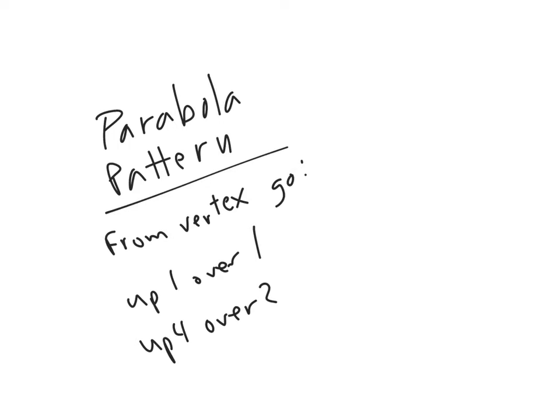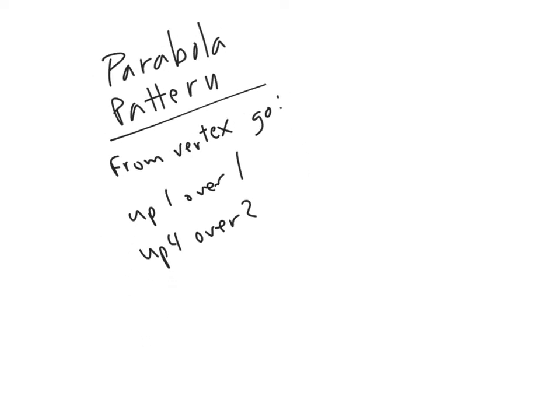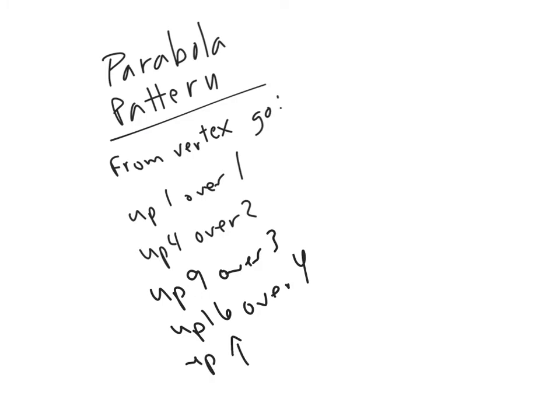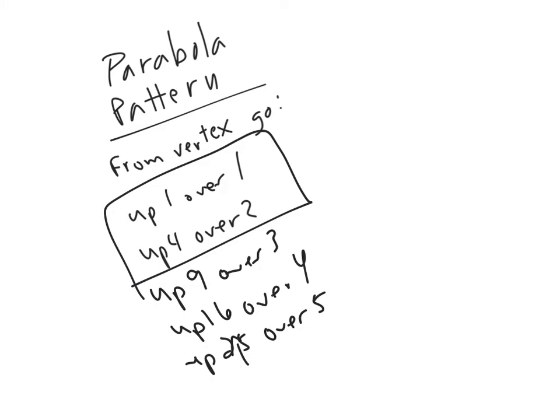And we could continue. Remember, we said they were the perfect squares, so we could go up 9 over 3, right? And up 16 over 4. Remember, these are the perfect squares. These guys here are the perfect squares. And then up 25 over 5, etc. But we only need 5 points. So we only need these two, and then mirror them, right? Okay, so if this is our vertex, we're going to go up 1 over 1, and then up 4, 2, 3, 4 over 2.